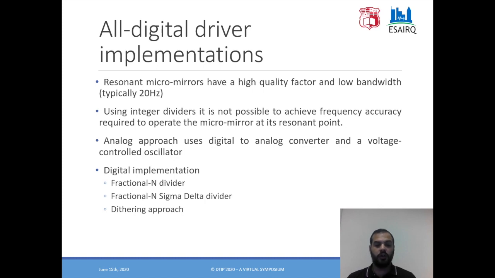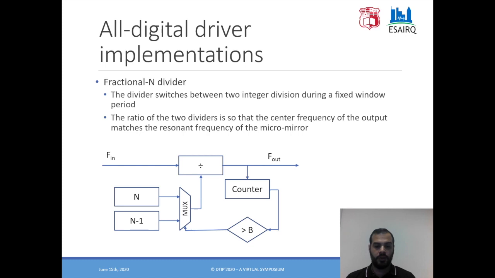Three different all-digital implementations were considered. These consisted of fractional N divider, fractional N sigma delta divider, and the Turing approach. I will start by going over the fractional N divider. This type of divider uses two separate integer divisions with values of N and N-1, and then switches between these two divisions during a time window.